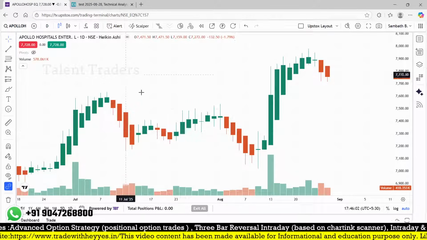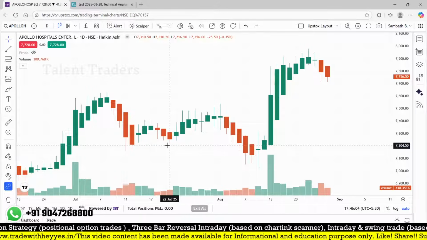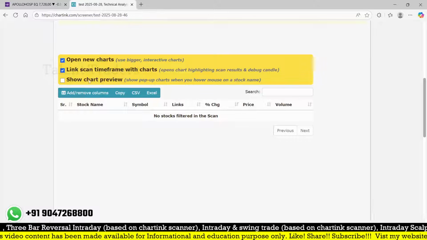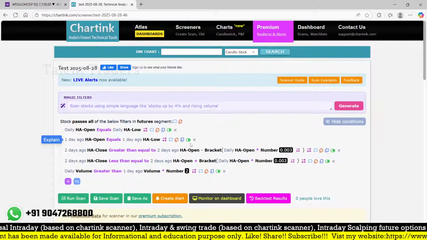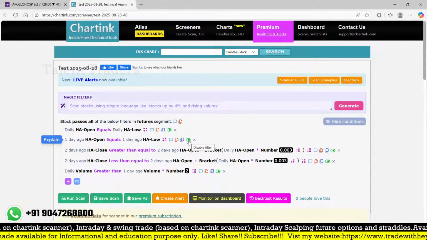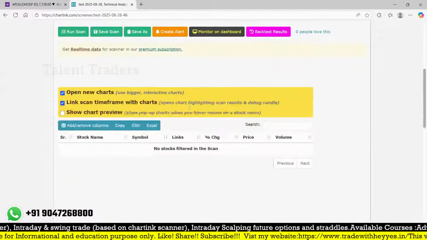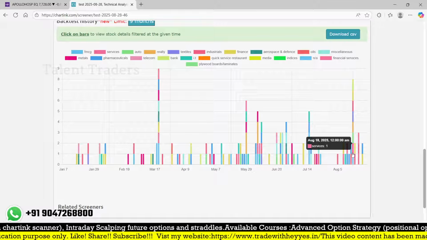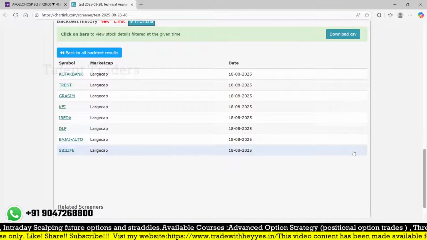If you are showing today's result, it shows the stock which formed a doji pattern 2 days ago, on a Fibonacci basis. If you don't want this line only for the today scenario, you will have this kind of thing and you will get many more stocks. For example, on this particular day, 18th August, we have a lot of stocks.